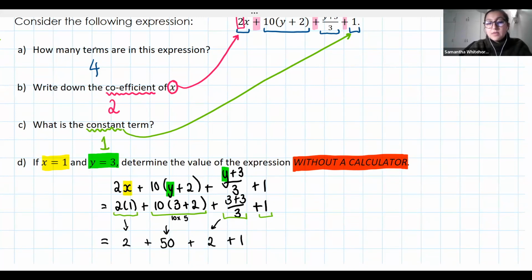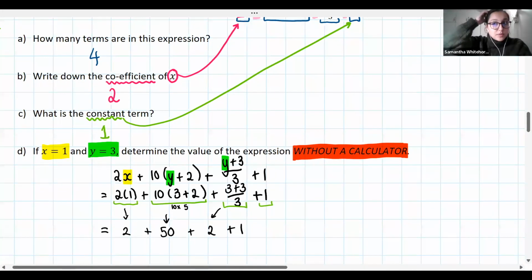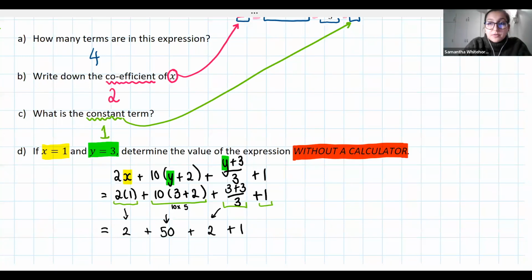So now we just add everything together. 2 plus 50 is 52. 52 plus 2 is 54. 54 plus 1 is 55. I didn't see many 55s coming on there, so I'm not worried, but it's all right.